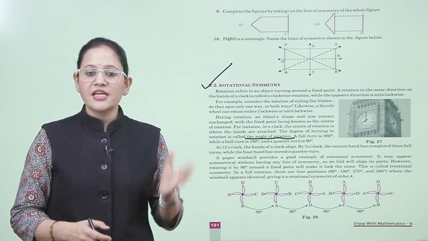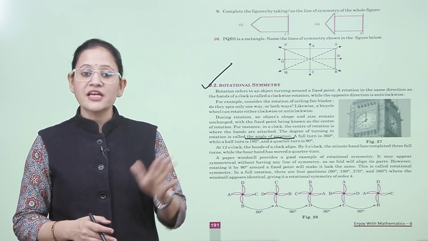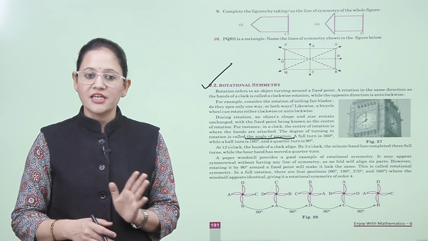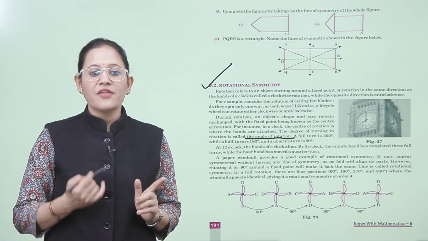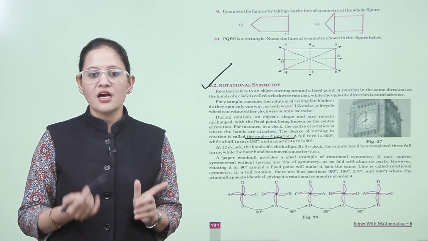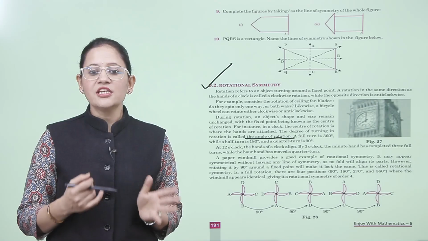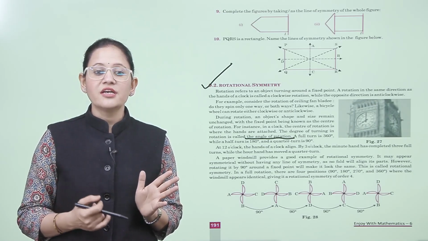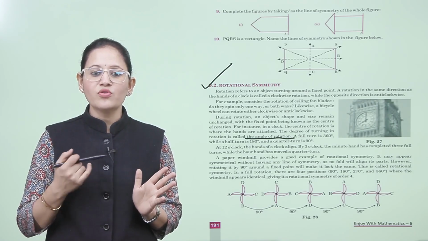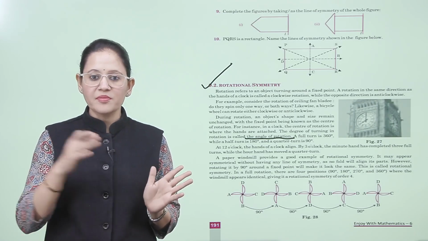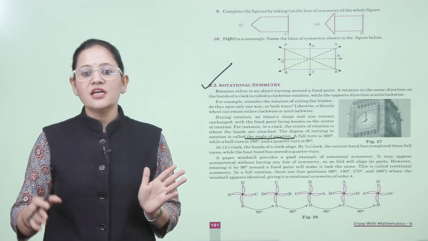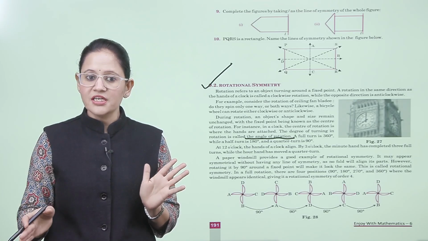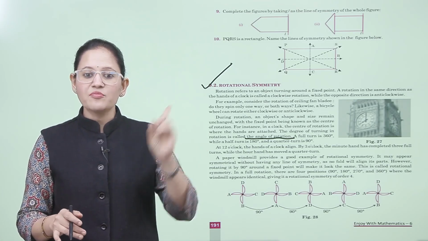A full turn is 360 degrees, a half turn is 180 degrees, and a quarter turn is 90 degrees. At 12 o'clock, the hands of the clock are aligned. By 3 o'clock, the minute hand has completed 3 full turns, while the hour hand has moved a quarter turn.